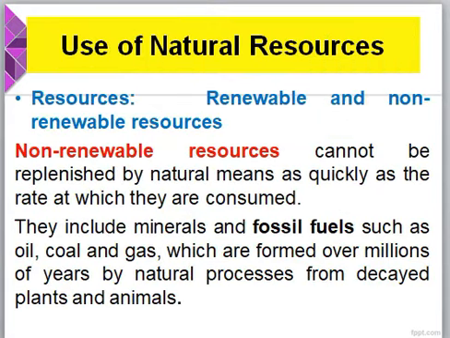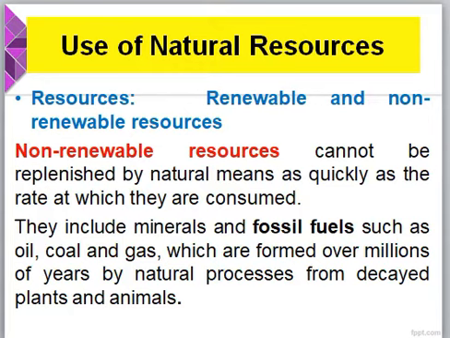Our environment offers two distinct resources that we might use. These are renewable and non-renewable resources. Let us talk about the non-renewable resources. Non-renewable resources are resources that cannot be replenished by natural means as quickly as the rate at which they are consumed. That means these resources are considered as finite.